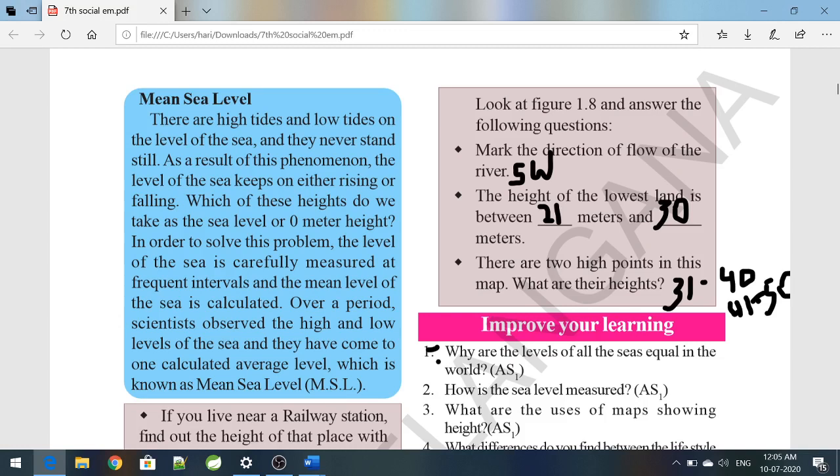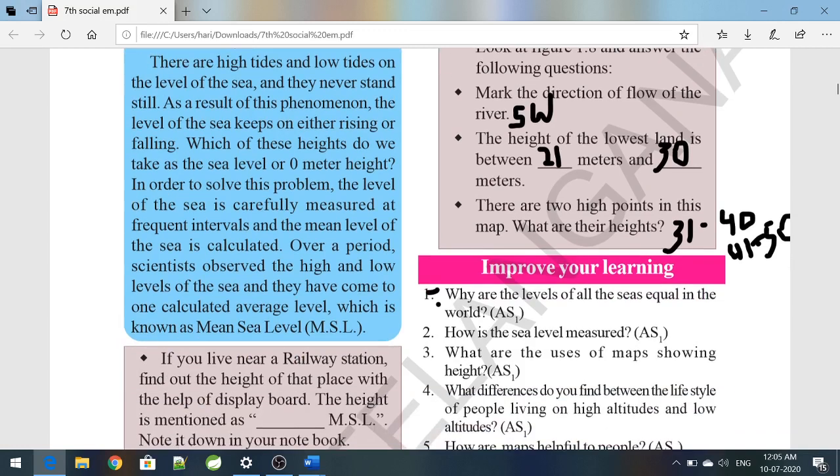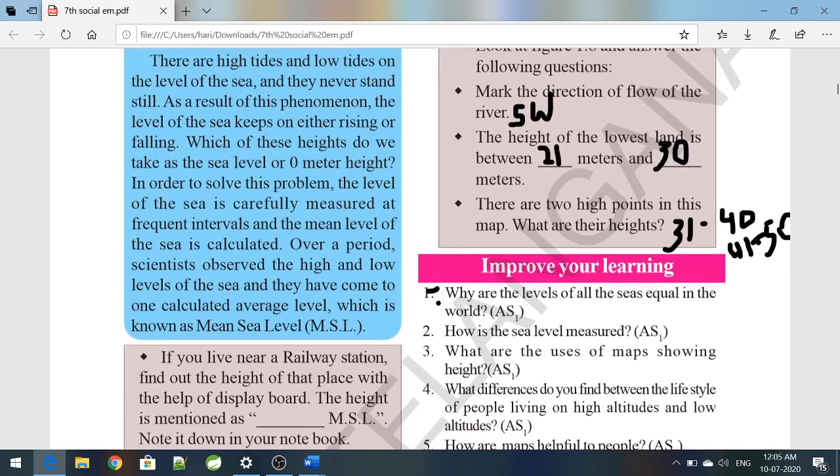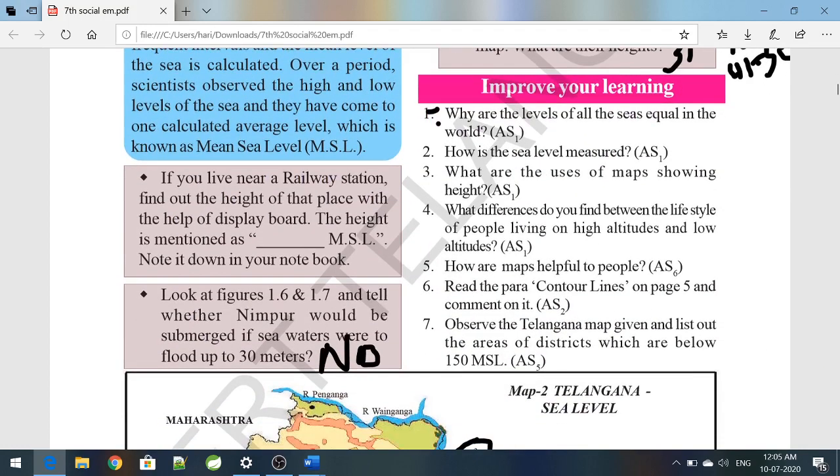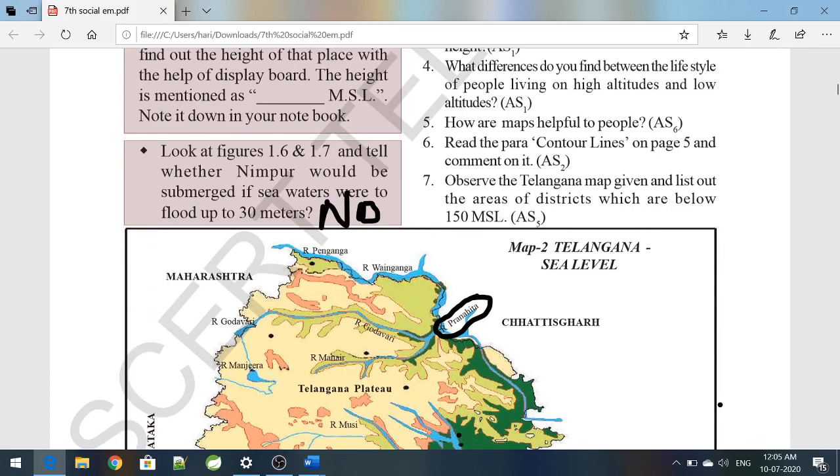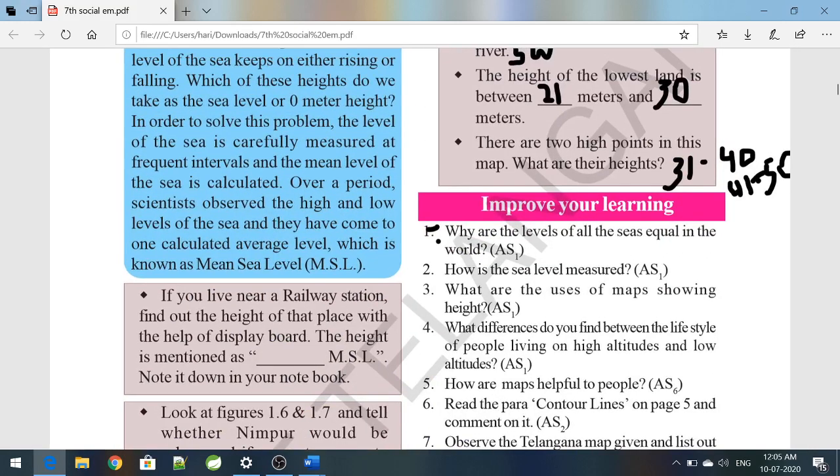The level of the sea is calculated over a period. Scientists observe the high and low levels of the sea, and they calculate the average level, which is called the mean sea level, like that. And I have written these answers.